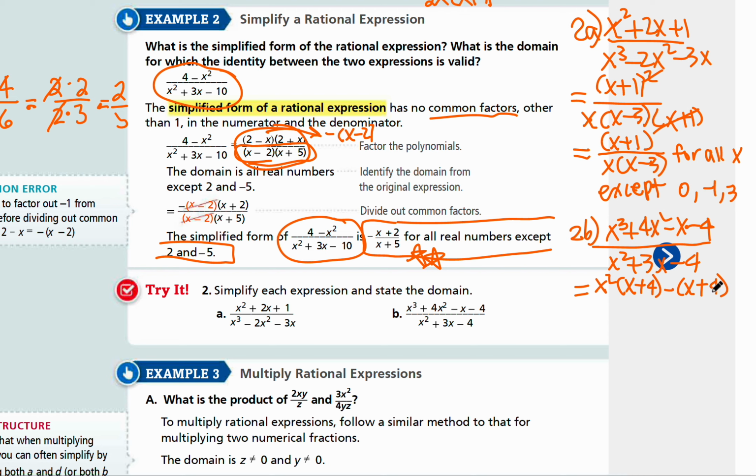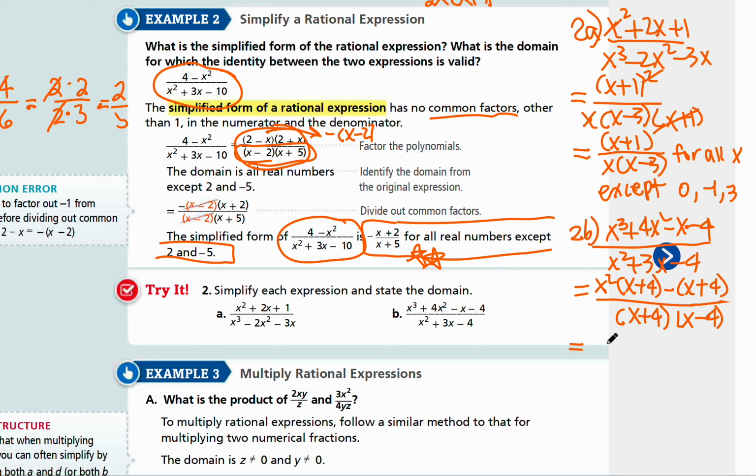And you see the same term x plus 4. We're going to factor that out as well, but let's look at the denominator first. We can factor this easily with the factors x plus 4 and x minus 1, right? And we're done with the denominator.